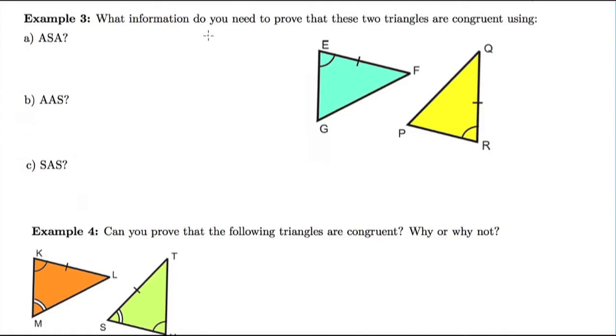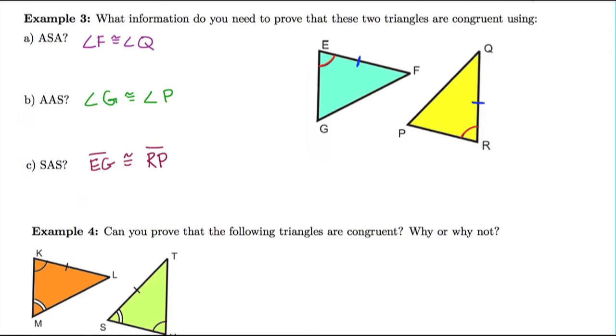Example 3. What information do you need to prove that these two triangles are congruent using ASA? So for A, we need to know another angle here. So we need to know angle F is congruent to angle Q. For part B, AAS, we need another angle. So we need angle G this time congruent to angle P. For SAS, we need another side where the angle given is included. So we need to know segment EG is congruent to segment RP in this case.